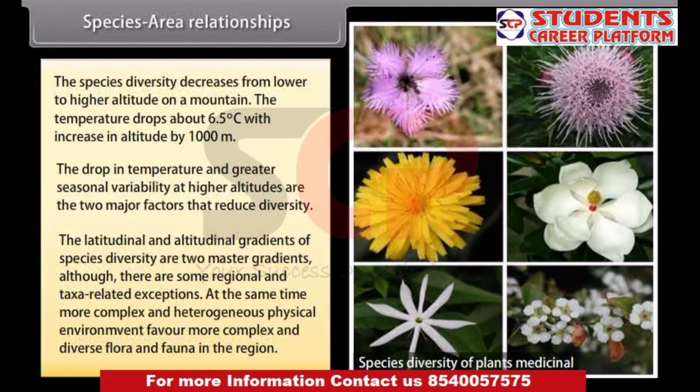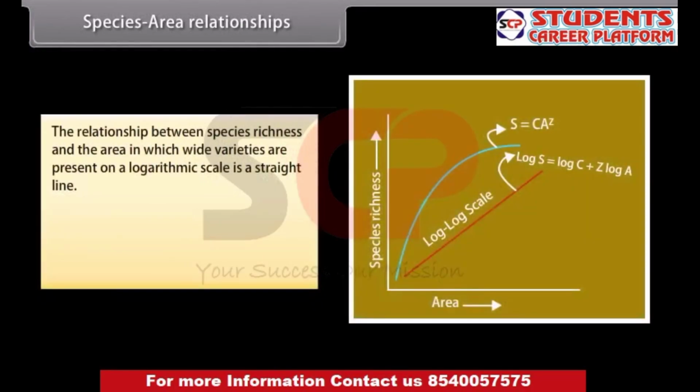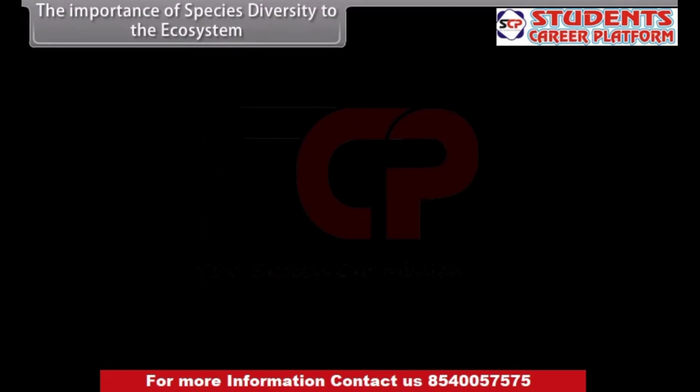At the same time, a more complex and heterogeneous physical environment favors more complex and diverse flora and fauna in the region. The relationship between species richness and the area, in which wide varieties are present, on a logarithmic scale is a straight line given below. Log S equals log C plus Z log A. Z is the slope of the line. C is the y-intercept.